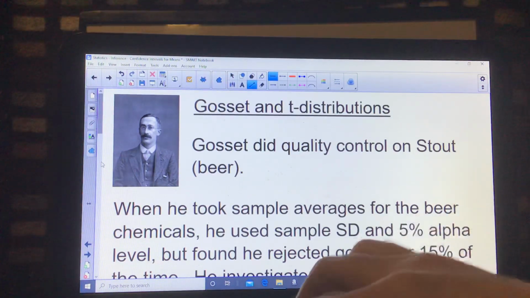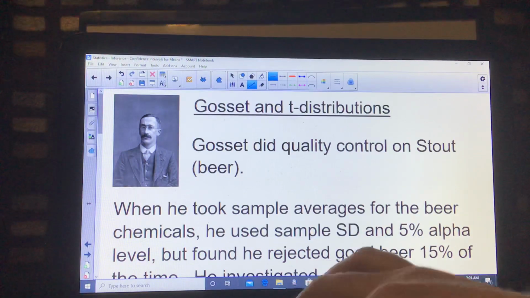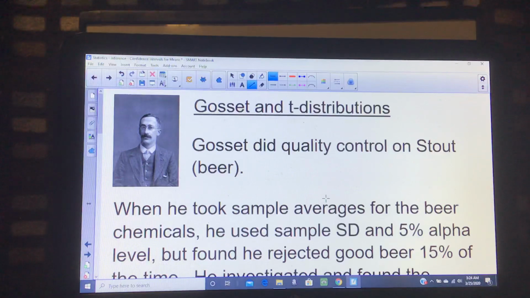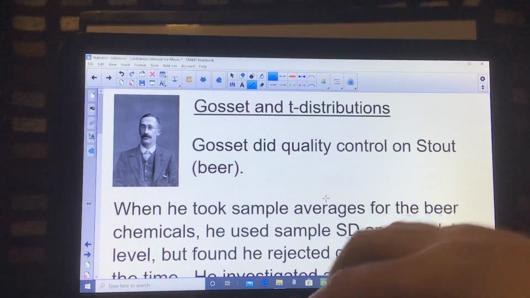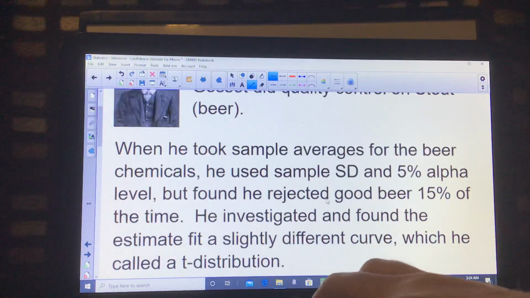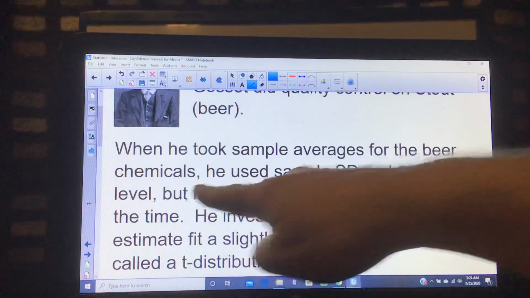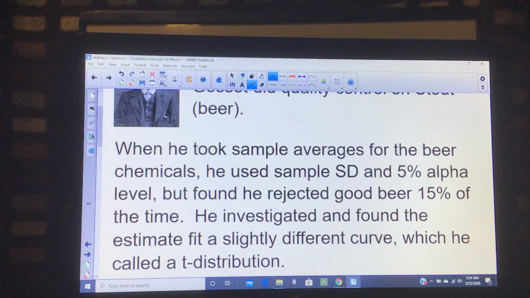So where did the t-distribution come in, and how did he solve the problem of using the sample standard deviation instead of the population standard deviation? Well, here's a story. He was doing hypothesis tests. Basically, what he would do is take the averages for beer chemicals. So, say there's supposed to be like 5 ounces of something in the beer. He would want to make sure the beer was good.